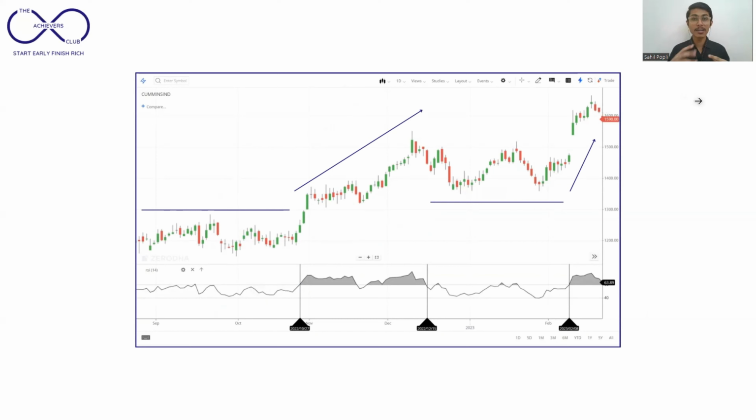So this is how it becomes easy for us to analyze stocks which are in an uptrend, sideways trend, or in a downtrend, based on which we can take the decision whether we need to buy, sell, or even do nothing, right?